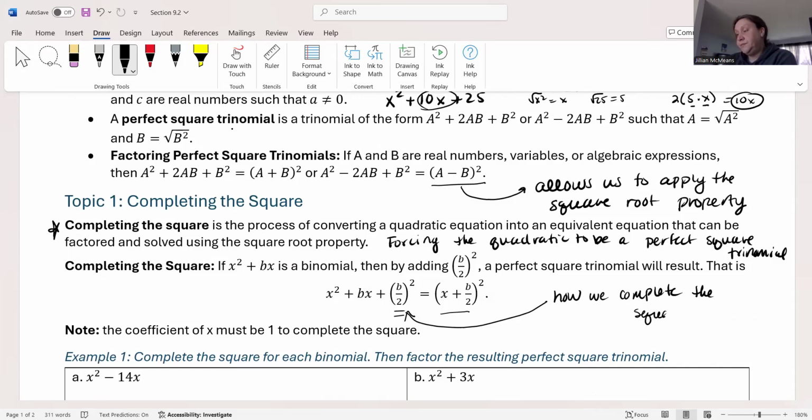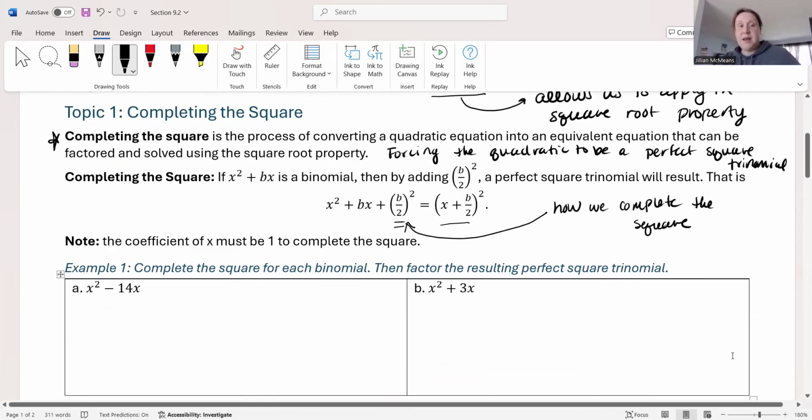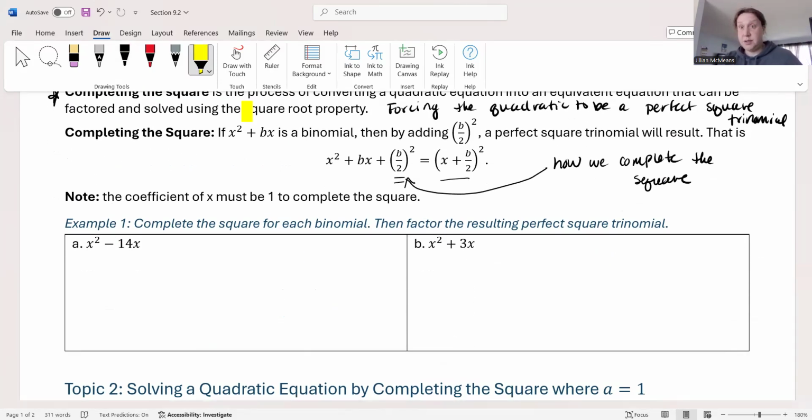Okay? So for the very first example, it says complete the square for each binomial, then factor the resulting perfect square trinomial. Now I do have this note here that is really, really important, and I'm going to tell you about it now. The coefficient of x must be 1 in order to complete the square. When we complete the square, we take the coefficient of the linear term, or just x, we divide it by 2 and we square it. That becomes the constant that forces this to be a perfect square trinomial. For this to work, the coefficient of the squared term must be 1. If not, we have to do more work.